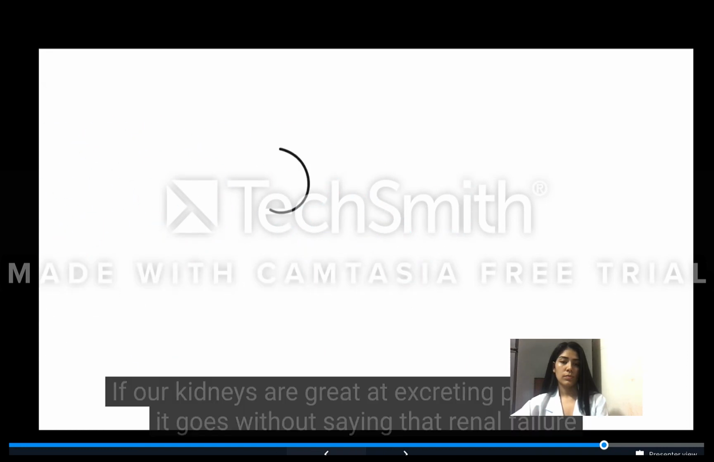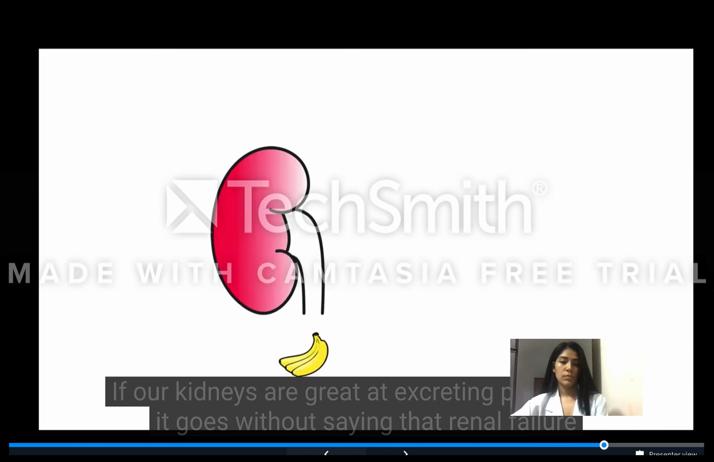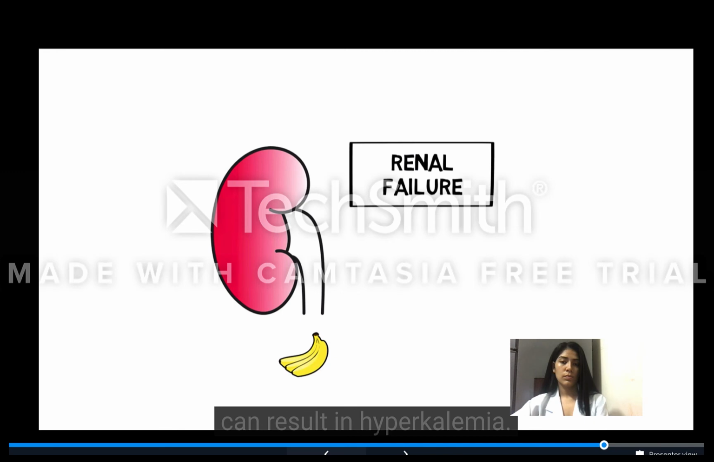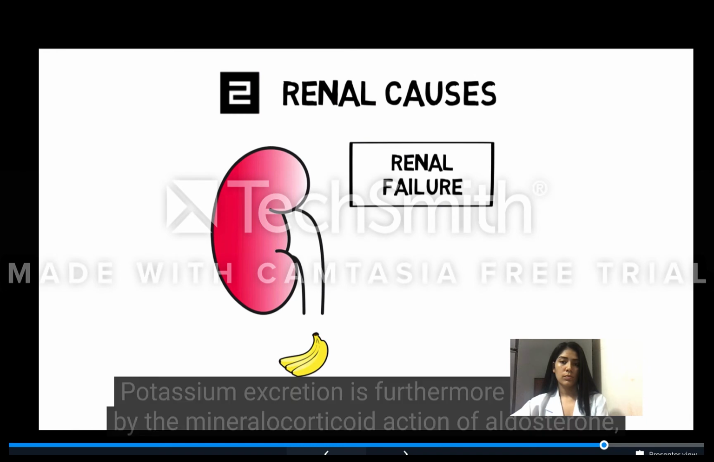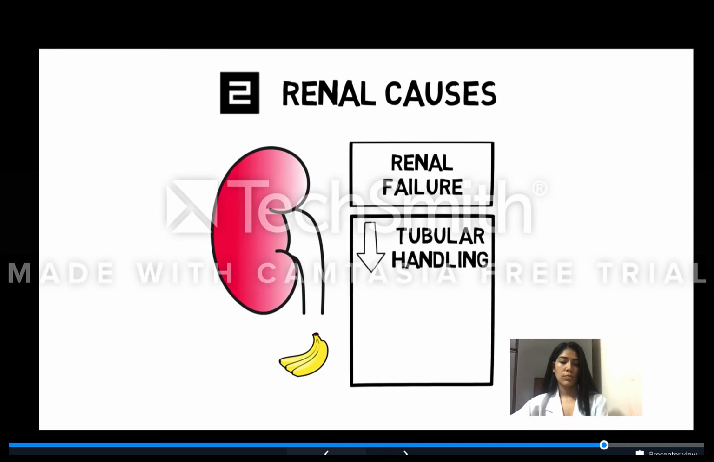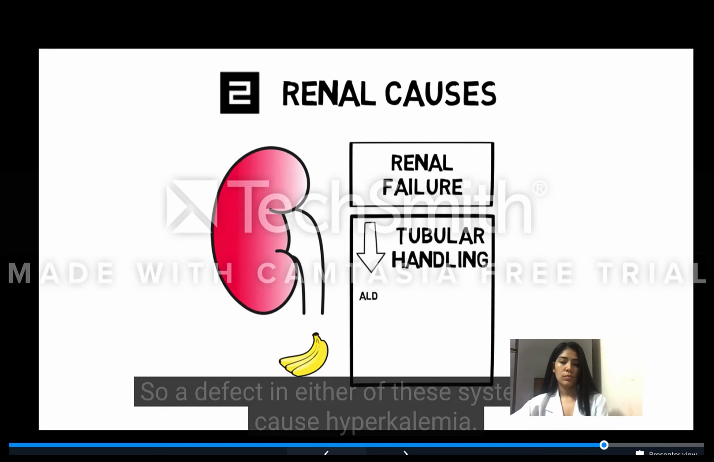If our kidneys are great at excreting potassium, it goes without saying that renal failure can result in hyperkalemia. If GFR falls, less potassium will be presented in urine. Potassium excretion is furthermore governed by the mineralocorticoid action of aldosterone and by tubular secretion. So a defect in either of these systems will cause hyperkalemia.